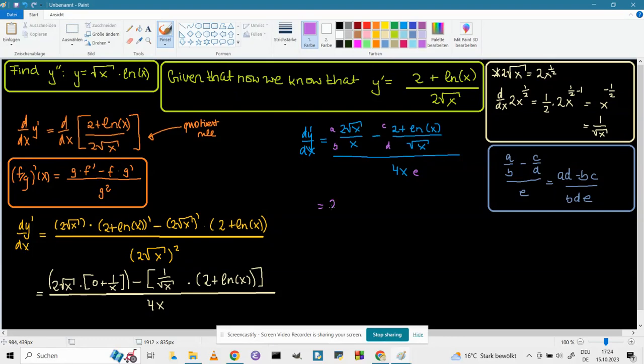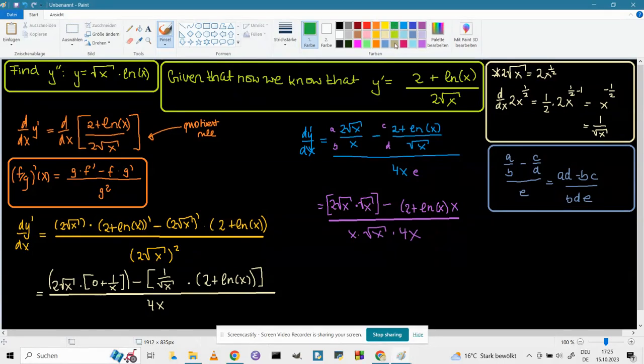So this is going to become the square root of x times 2 times the square root of x, minus, let's put this in brackets, minus x times 2 plus ln x, and let me put the x on the other side or things are going to get confusing. 2 minus 2 plus ln of x times x, all over BDE, which is x times square root of x times 4x. We're going to simplify all of that in just a minute.